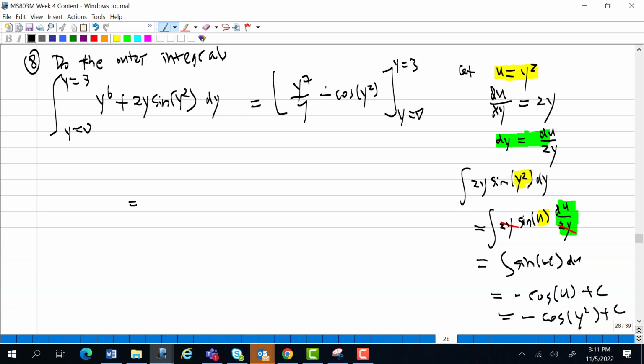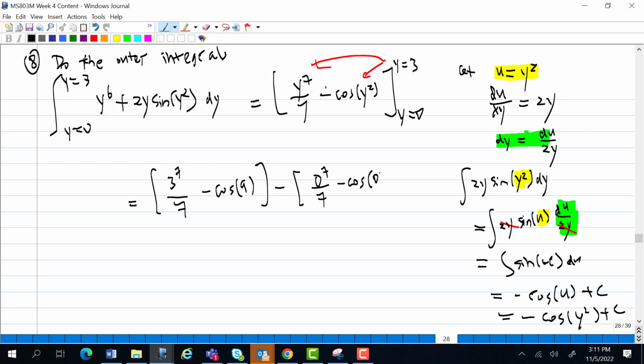Now make sure your calculator is in radian mode here, so that this y goes in here. So you get 3 power 7 over 7 minus cosine 9. This is cosine 9 radians, so make sure you understand this. When you press the calculator, then 0 power 7 is 0, minus cosine 0. So make sure your calculator is in radian mode here.